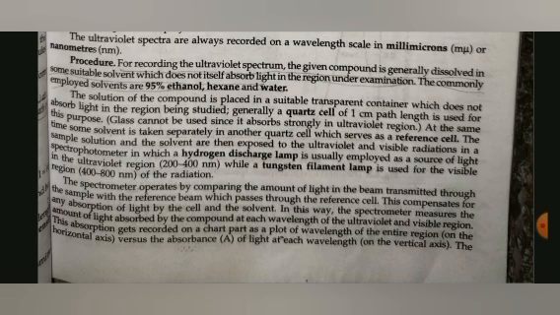The sample solution and the solvent are then exposed to the ultraviolet and visible radiation in the spectrometer, in which a hydrogen discharge lamp is usually employed as a source of light in the ultraviolet region, 200 to 400 nanometer, while a tungsten filament lamp is used for the visible region, 400 to 800 nanometer, of the radiation.